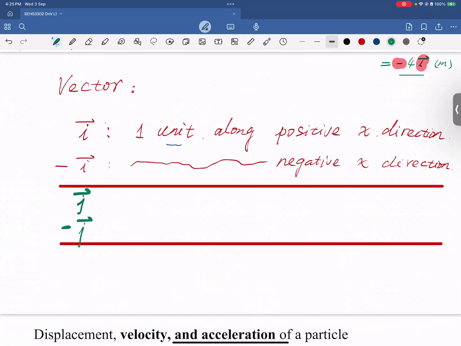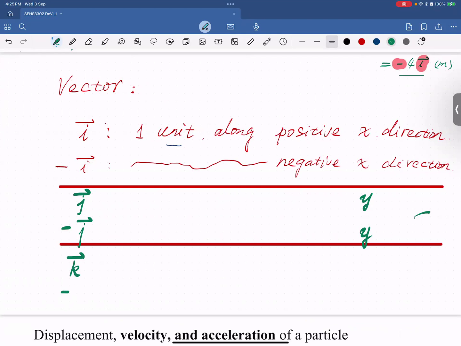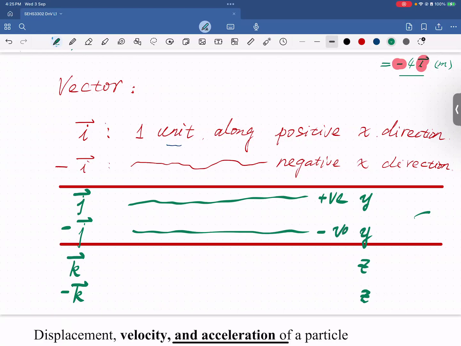And we have the same thing as above, and the only difference is Y, from X to Y. And we also have K and negative K. K is about axis Z. J is something related to positive Y, and negative J is something related to negative Y, and K is the direction positive Z, and negative K is negative Z.